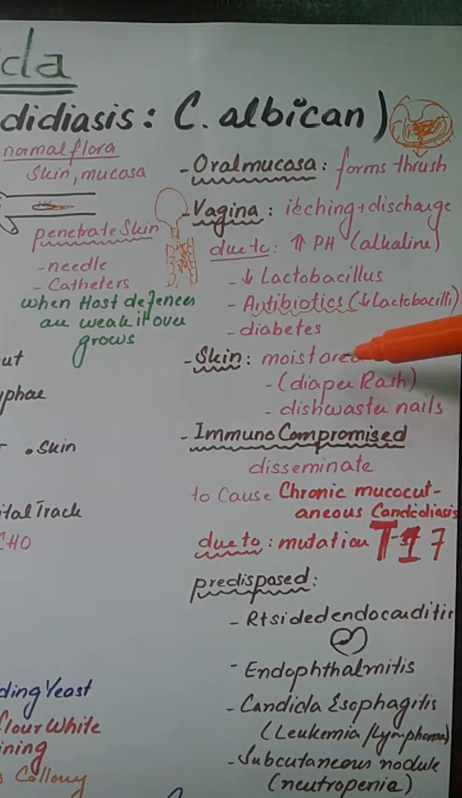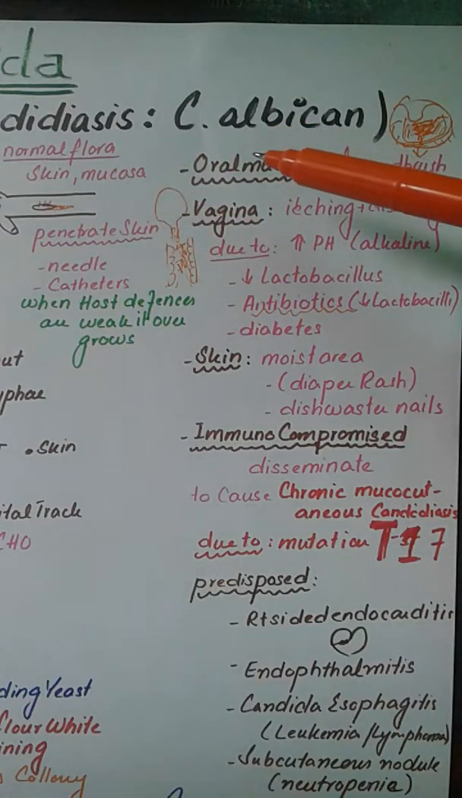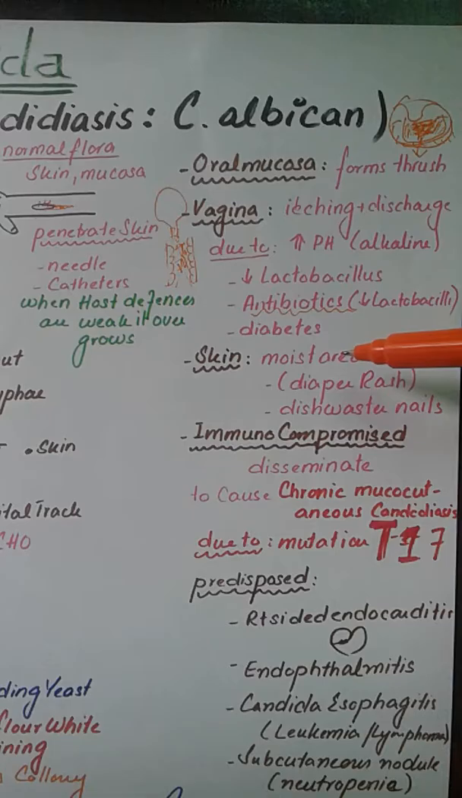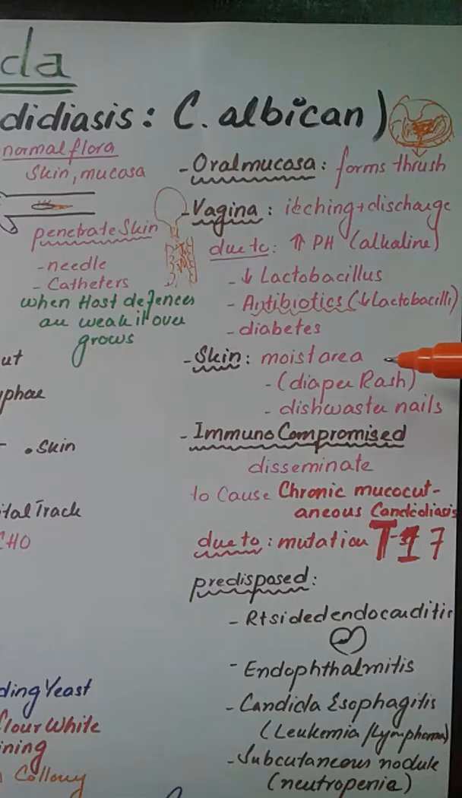Apart from that, it is affecting the skin of the moist areas. Now, where are moist areas? Moist areas are normally a baby's bum, which is quite moist because they urinate in their respective diapers. So, the type of infection which babies get is a diaper rash, and dishwashers whose hands are continuously exposed to water, so their nails are mostly affected, and the tips of their fingers, where this organism commonly grows.